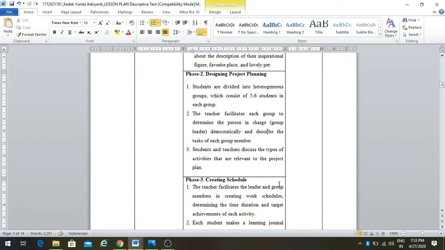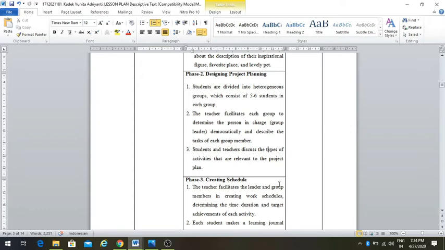Then the teacher facilitates each group to determine the person in charge or the group leader democratically and describe the tasks of each group member. The students and teacher also discuss the types of activities that are relevant to the project plan. So the teacher helps each group to determine the tasks of each group member.